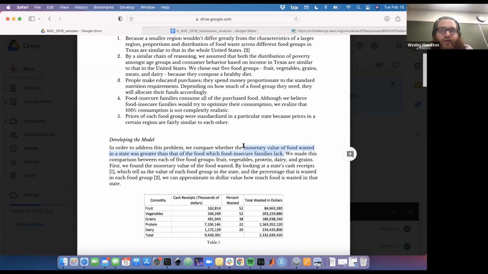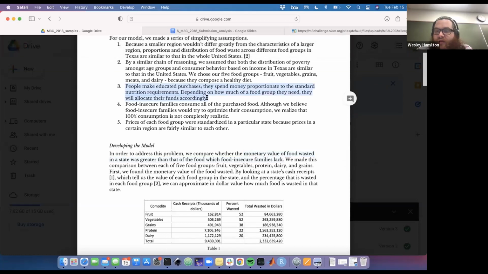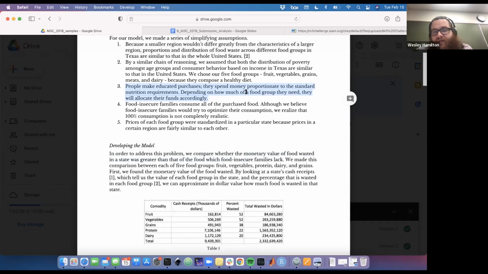Okay. And so we have a comment: I'm kind of confused about assumption 3. If people have more money, won't they be less tight about a budget? So the assumption is people make educated purchases. They spend money proportionate to the standard nutrition requirements. Depending on how much of a food group they need, they will allocate their funds accordingly. And so, yeah, no, that's a valid question.